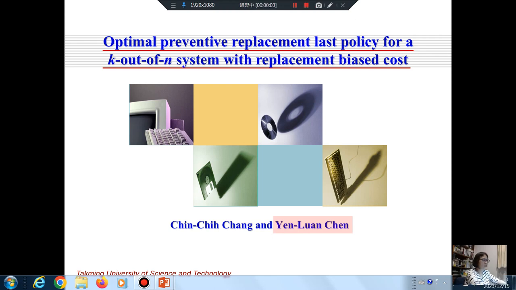Ladies and gentlemen, it's our pleasure to show our paper to you. I'm Yen-Luan Chen, and Qin Zhi Zhang and I are from Takming University in Taiwan. Our topic is Optimal Preventive Replacement Last Policy for a K-out-of-N system with replacement bias cost.